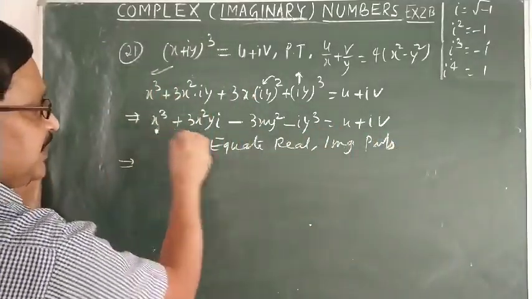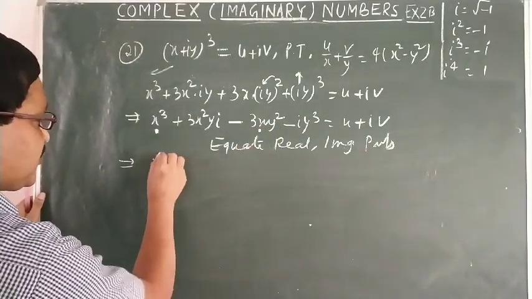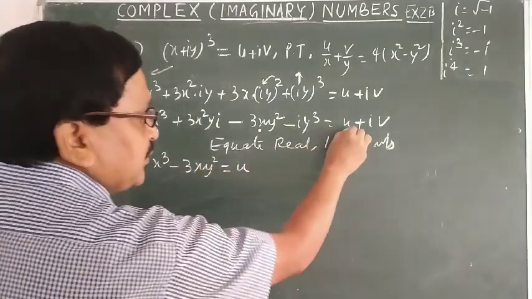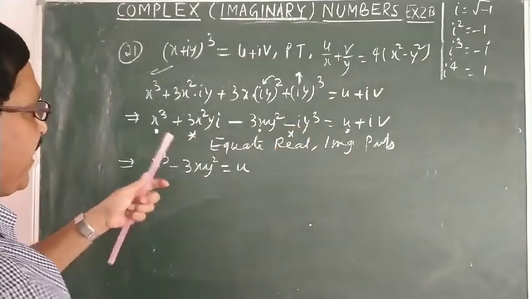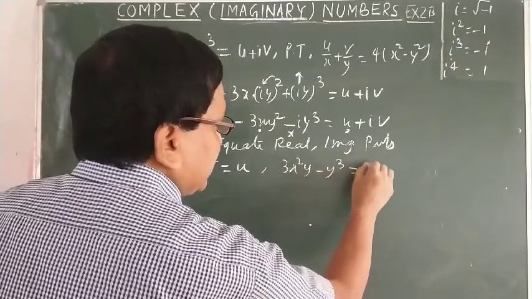Now see, the two parts: the real part is x cube minus 3xy square. This is u, u is the real part. And this is the imaginary part, so the imaginary part is 3x square y minus y cube, is equal to v.